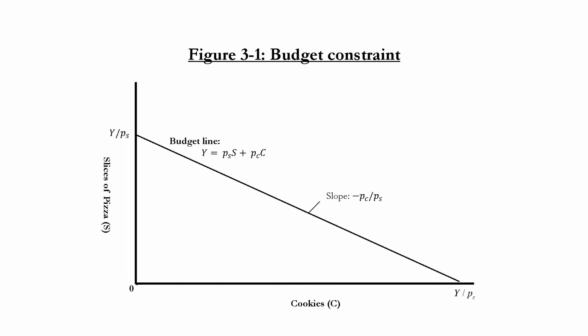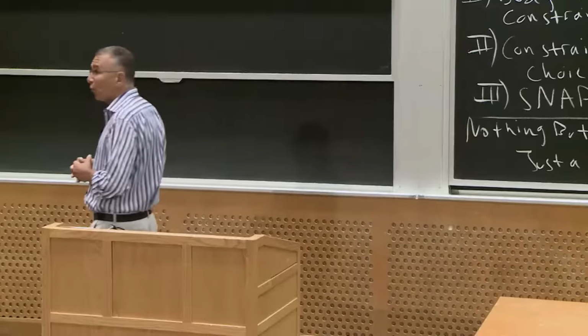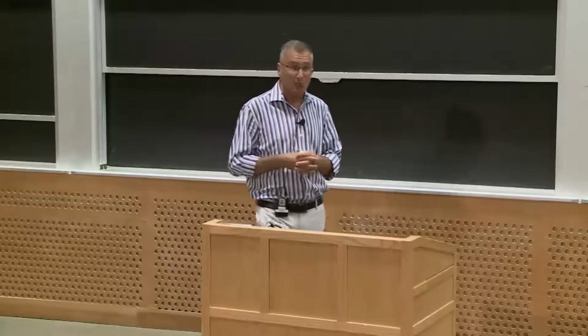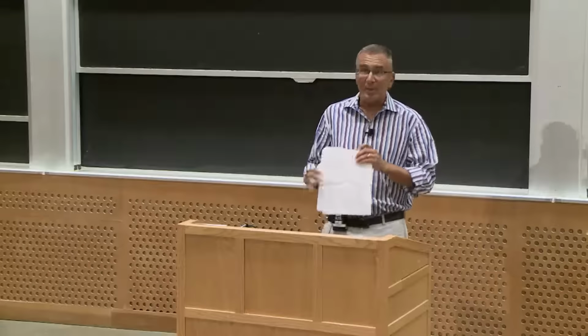It's just a graph of this representation. The x-axis represents how many cookies you get if you spend all your income on cookies, which is your income divided by the price of cookies. The y-axis represents how much you'd get if you spend all your income on slices of pizza, which is your income divided by the cost of a slice of pizza. And the slope, critically, is the negative of the price ratio, minus PC over PS. This is critical, and we're going to come back to why this is such a critical concept, the slope of the budget constraint. But let's start with an example.